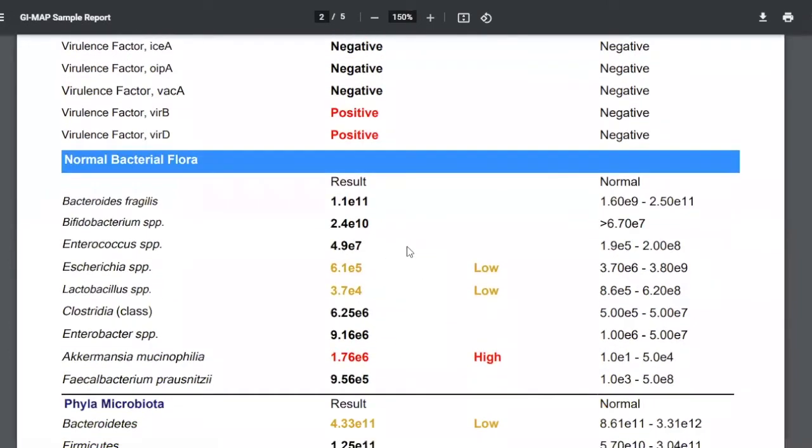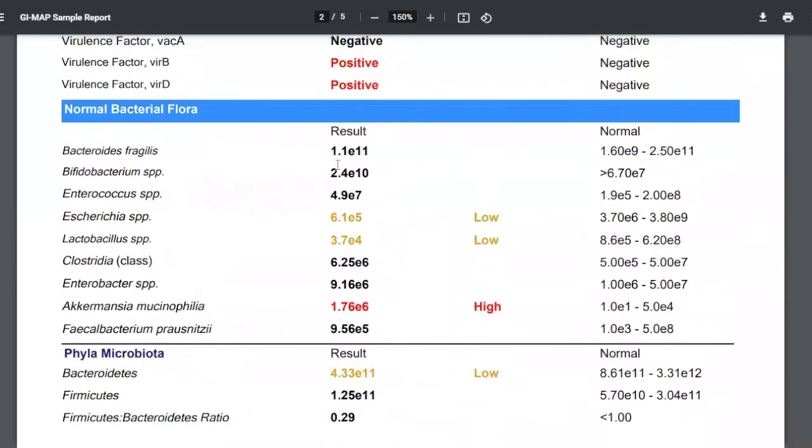And then here is the area where it shows the normal flora. So these are healthy bacteria that helps to protect the system. And so as you can see, it shows low with the Escherichia and Lactobacillus species. And then here the Akkermansia shows high. So you just want to make sure you're within these reference ranges and make sure that things are in balance, because if they're not, then you're not going to have that appropriate protection.